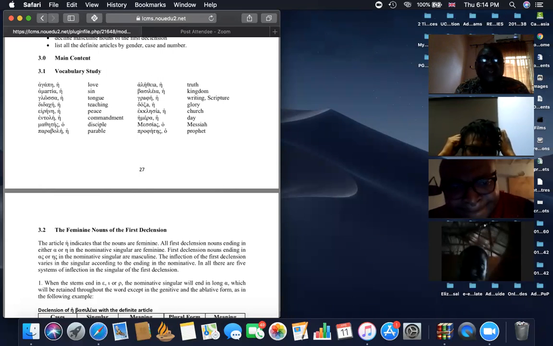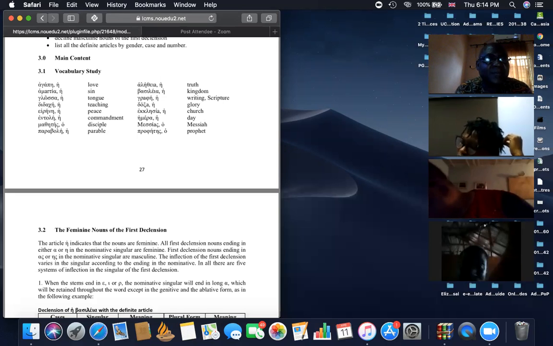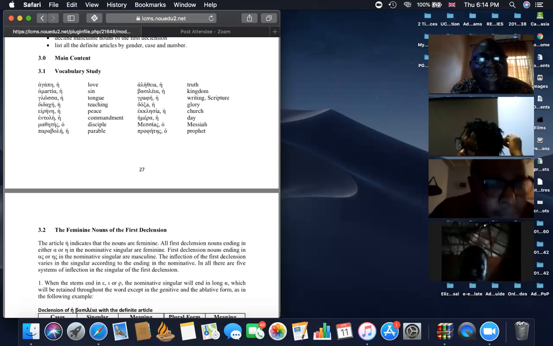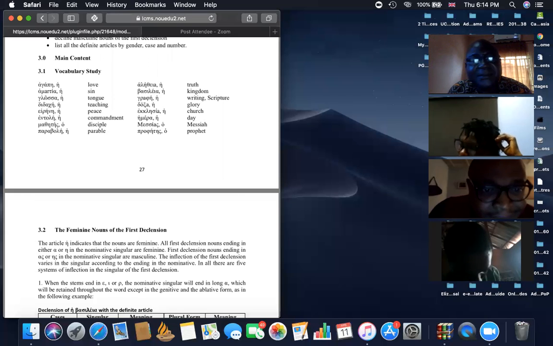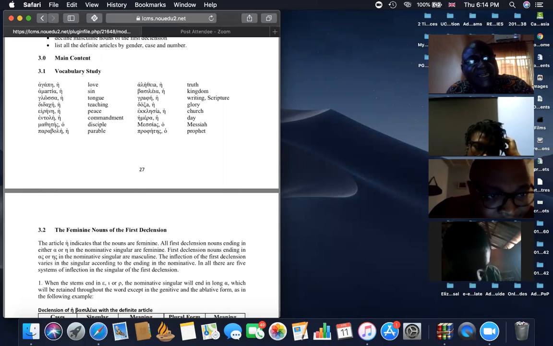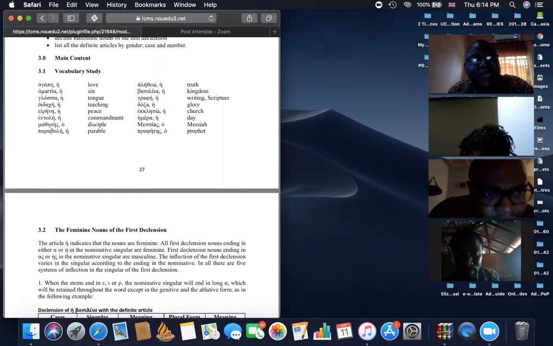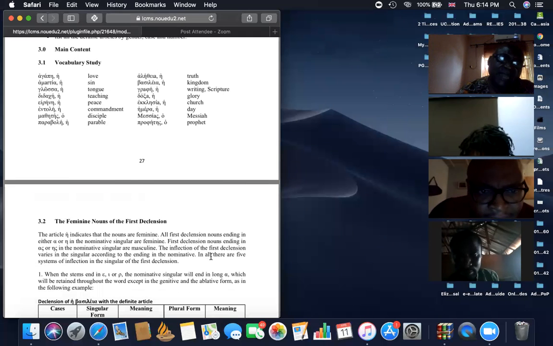But there are some few nouns that are actually masculine nouns, but they find their way into the first declension. Such words are matetes, messias, and prophetes. So you see, instead of eta ending them, we have sigma, and the omicron, ho, as symbol of their definite articles.